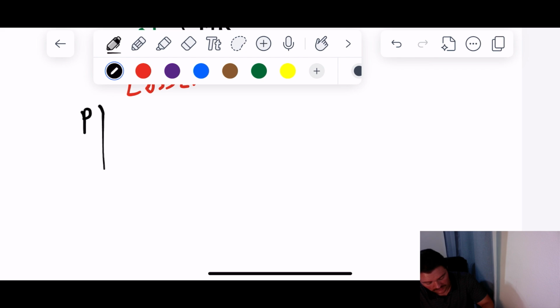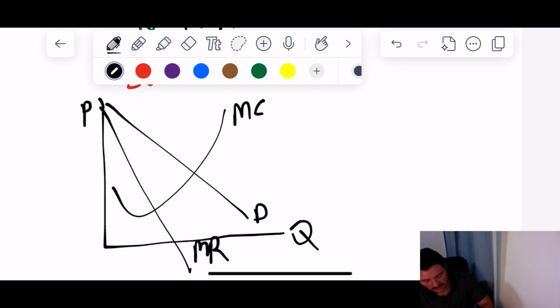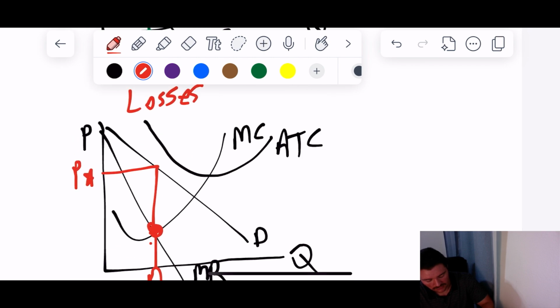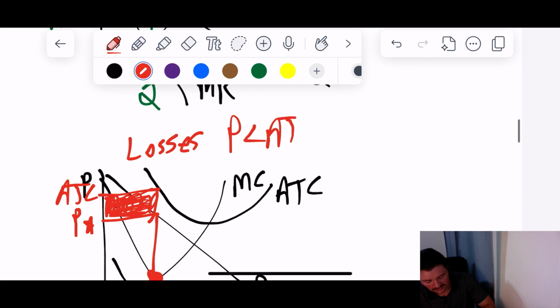So we'll have our price, our quantity, our demand. We'll have our marginal revenue, marginal cost, but then again, because we're having losses, our ATC is here. So we'll do MR equals MC, maximize profits at this quantity. We'll have this price here, but then our ATC is way up here. So this area is our losses because again your price is less than your ATC.